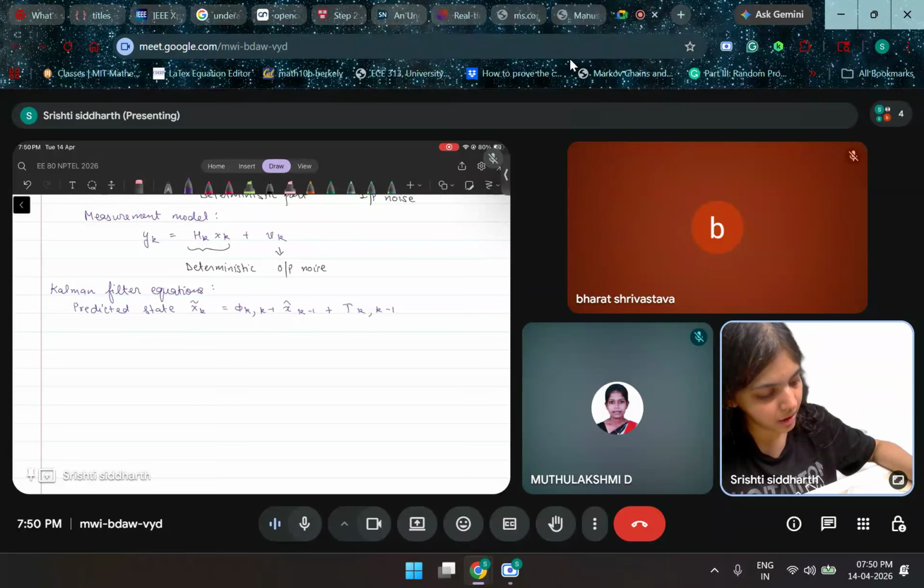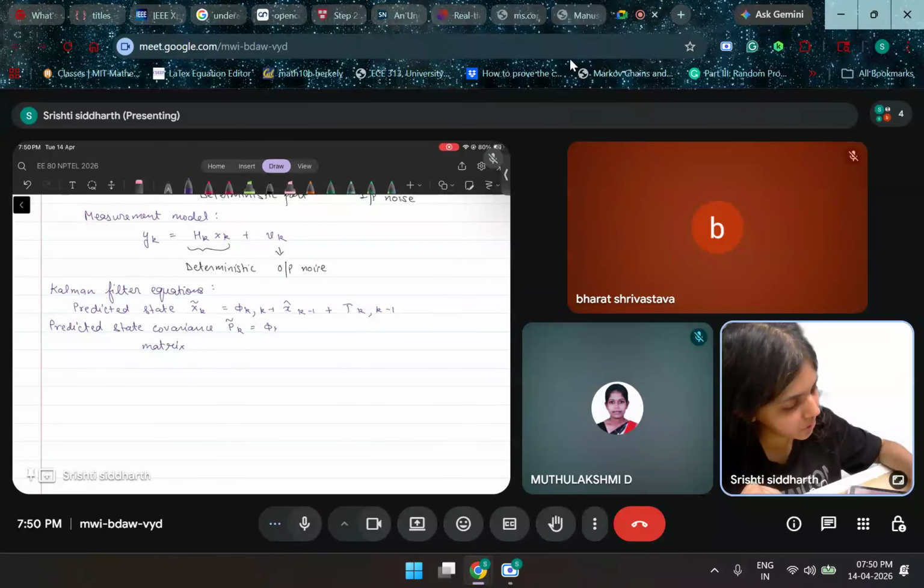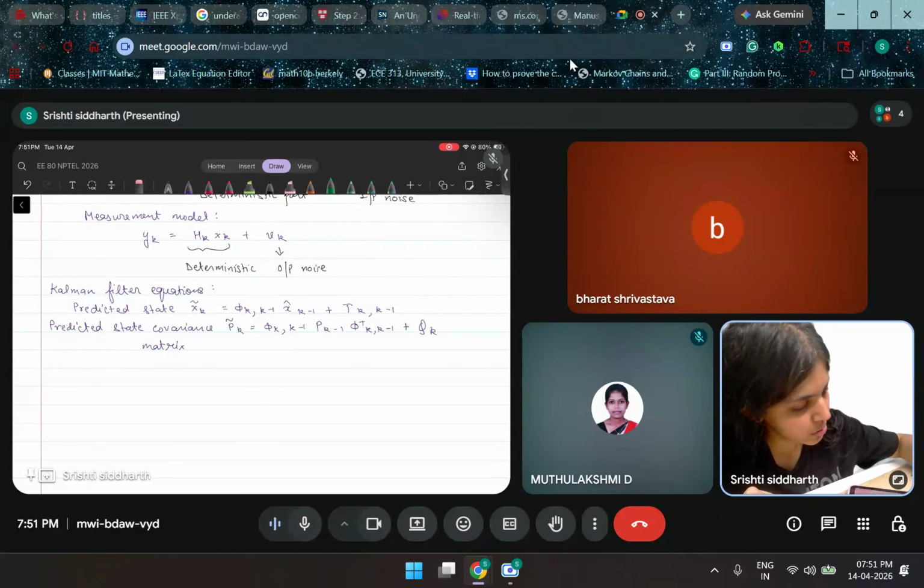Then we have to predict the state covariance matrix. This is the predicted state error covariance matrix P, at time k. It is phi k minus 1, P at the previous step k minus 1, plus Qk. So this has to be chosen.